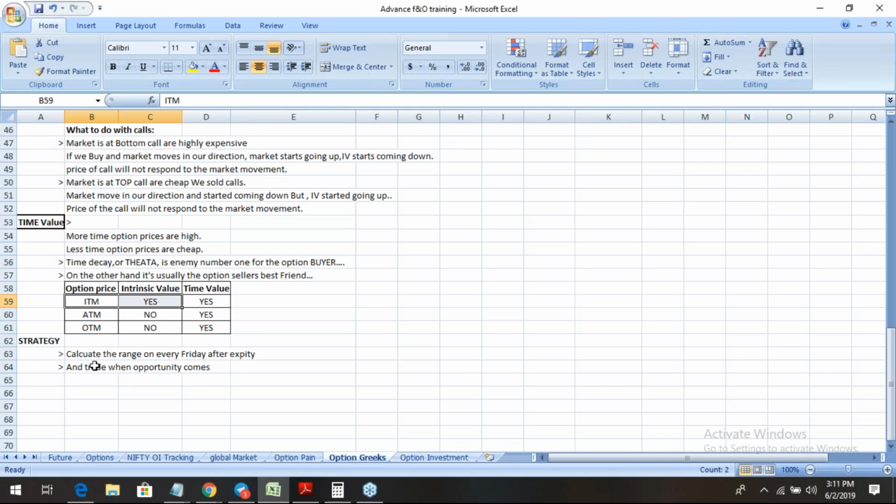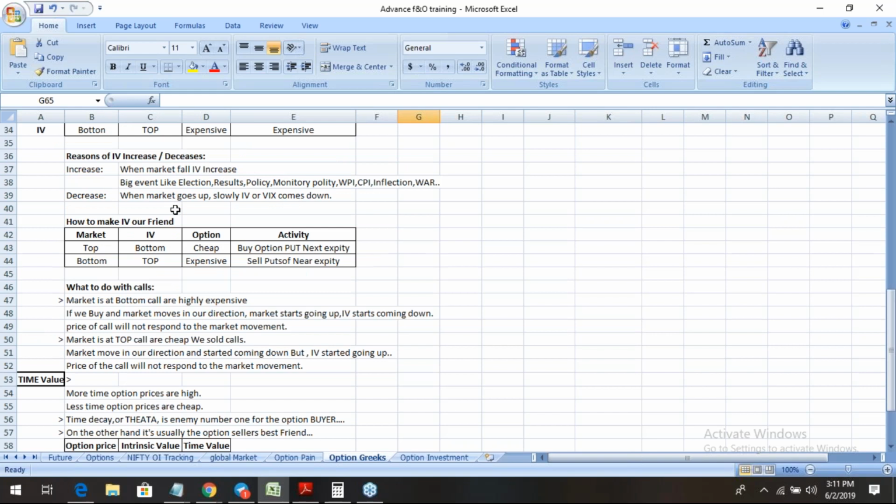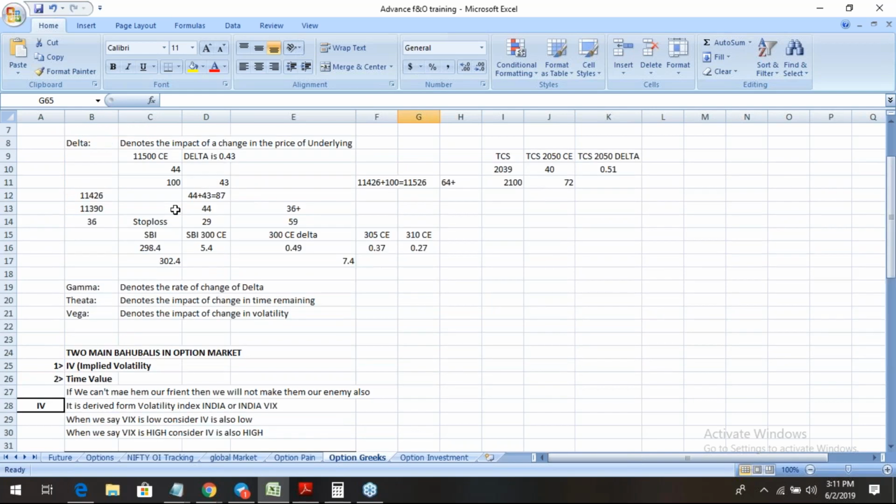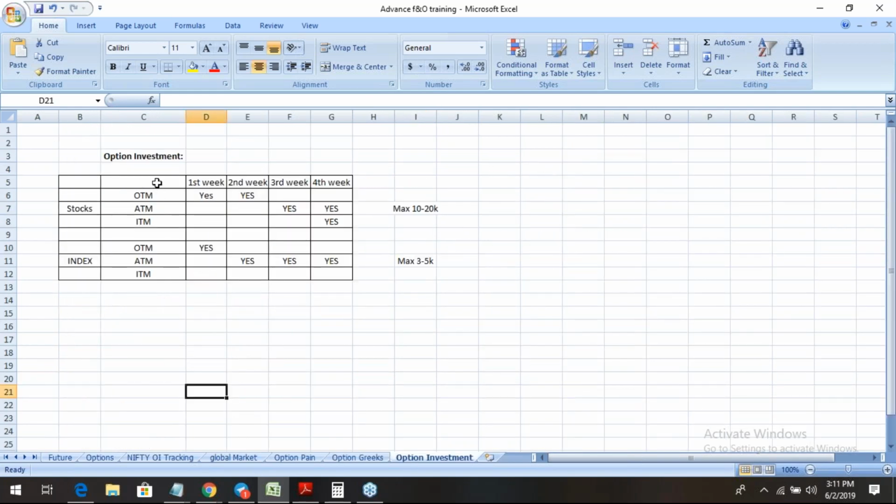Now, what is the strategy? Calculate the range on every Friday after expiry, after the trend, when the opportunity comes. Let's go through this. I'll tell you when to buy options, stock option or index option. See here, we have monthly expiry for stocks.